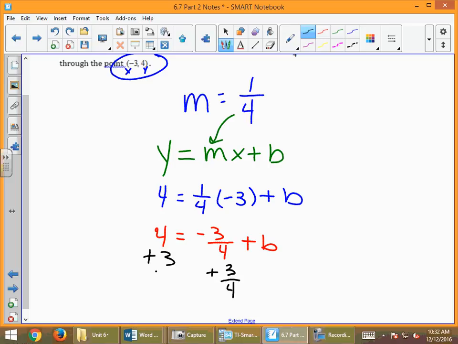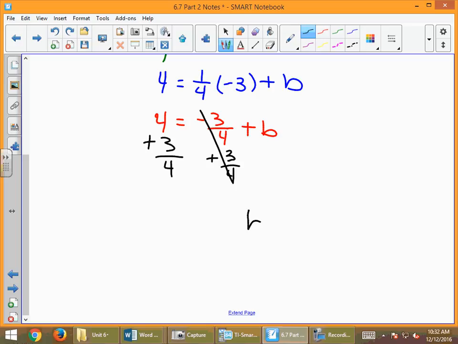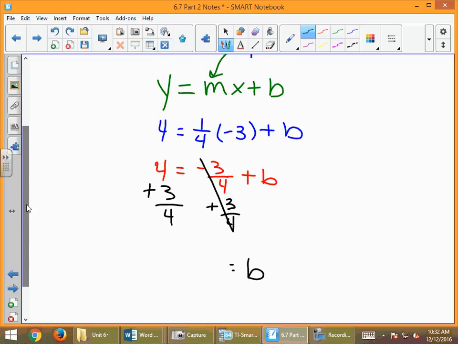Negative is the opposite. We're going to add it. That makes it cancel. And we are left with b is equal to what? What's 4 plus 3/4? As a fraction. You are right. What is it as a fraction? Math error. What is it? 19 over 4. Okay, that's our b. That's not our final answer though, because remember, we want an equation.